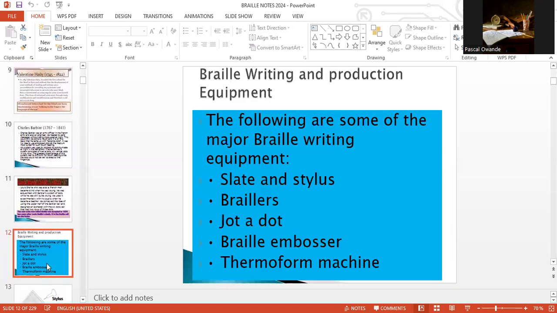So we talk about Braille writing and production equipment. The following are some of the major Braille writing equipment. One is called the slate and stylus. I'll be able to show you this. We have Braillers, we have the Jotter, we have the Braille embosser, and we also have the thermoform machine.